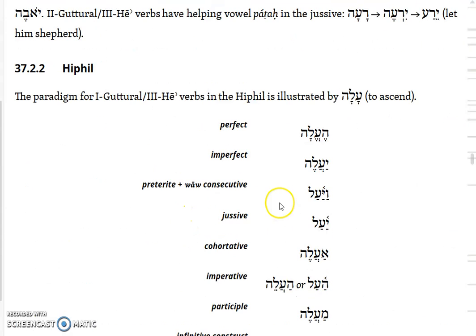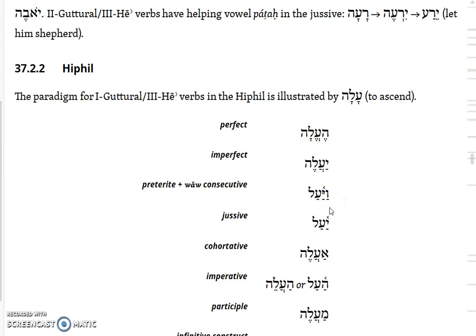But then the hifil form started off with the a vowel, and then you end up with the hataf patah. The bottom line is that they're the same form. So you can't tell from form whether it is "he will go up," qal, or "he will cause someone or something to go up." You'll have to just depend on context.